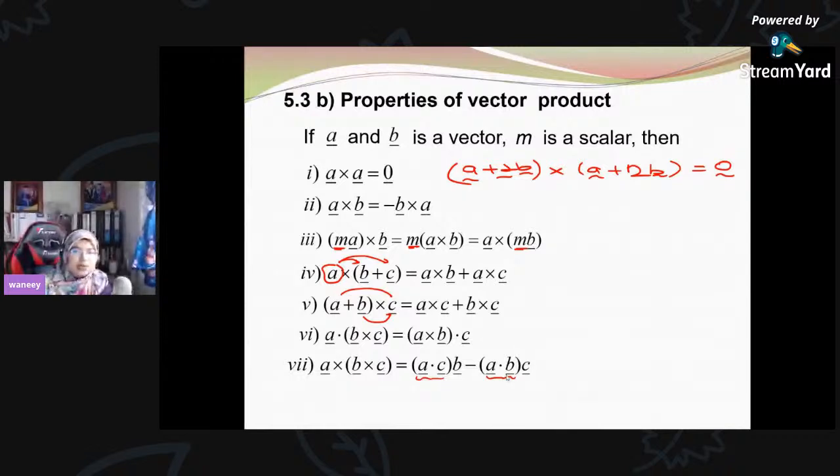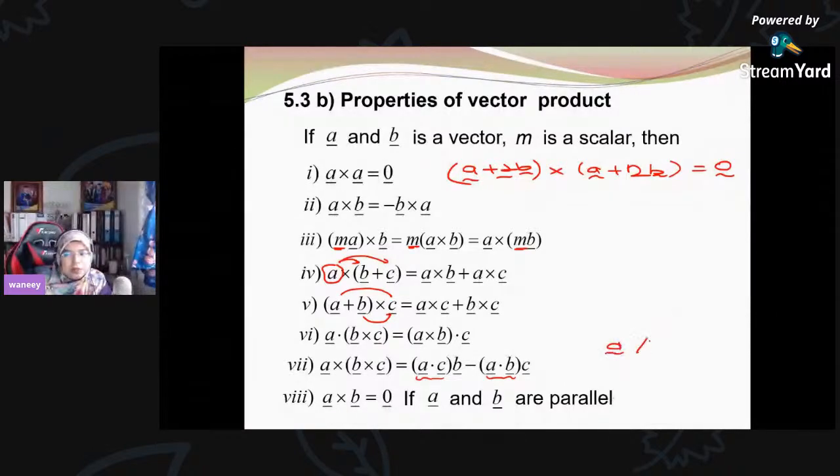And then the last one, A cross with B is equal to 0 if A and B are parallel to each other. So basically, if A is parallel to B, then we can say that A cross with B is equal to 0. So it's supposed to be a 0 vector. So don't forget those tilde or those signs. So jangan tertinggal sign tu lah.